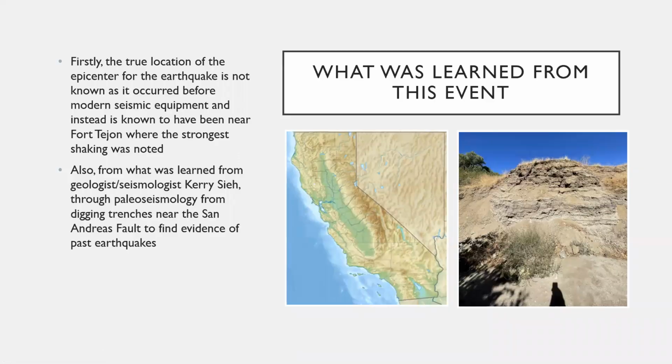Some of the other things to take away from this: the event's location isn't exactly known as well as it would be today. We don't have the same modern equipment and computers from 1857. But through digging trenches around the area, such as in this image to the right showing Pilot Creek, seismologists and geologists such as Kerry Sieh from Caltech were able to reconstruct this event using paleoseismology, looking at the peat layers to determine the extent of the damage from this sort of event.